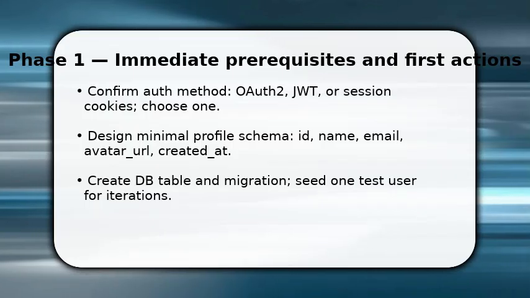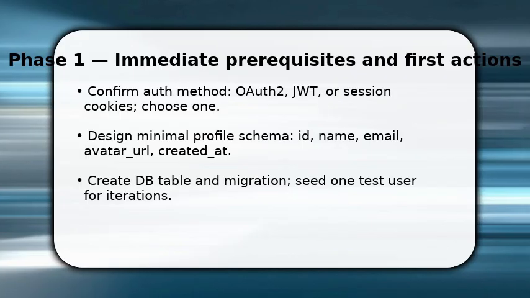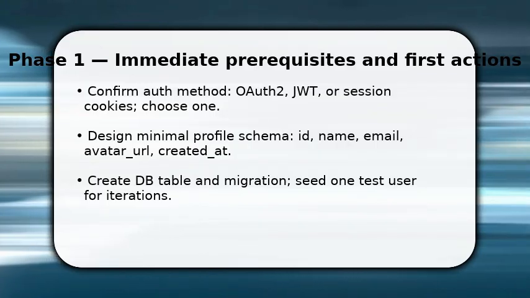You begin by verifying prerequisites so you can move immediately into building. First, pick an auth strategy, OAuth 2, JWT, or session cookies, because it shapes your routes and security. Next, create a minimal profile schema, ID, name, email, avatar URL, created at, then implement a database migration. Once done, seed one test user and run a quick query to confirm connectivity. Make sure your dev environment matches production settings to avoid surprises later.